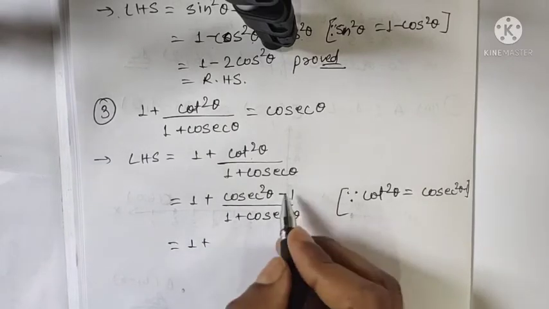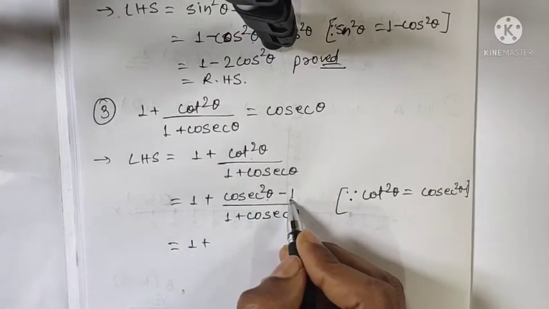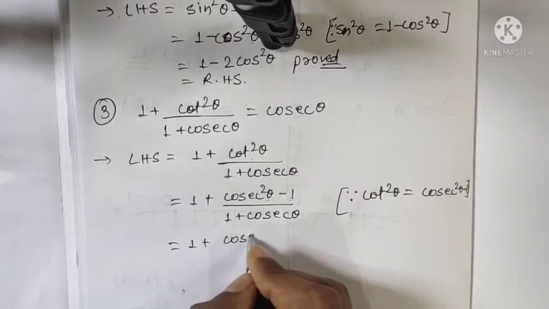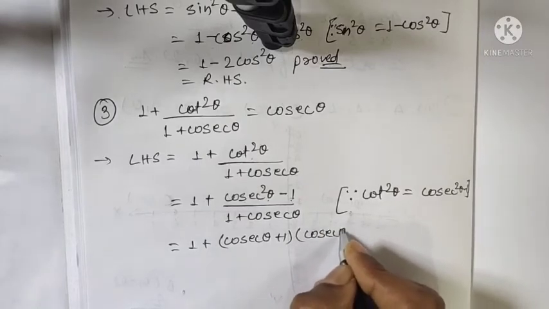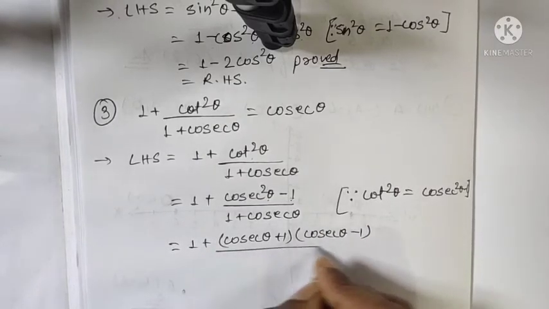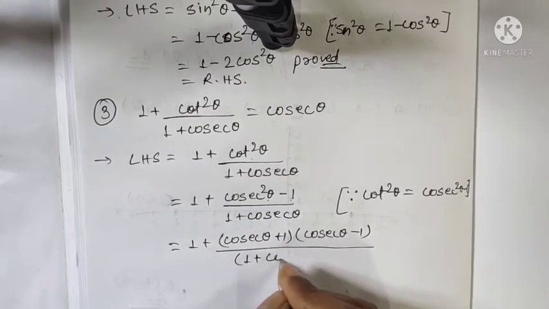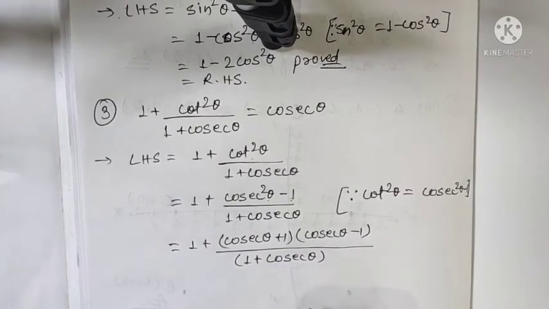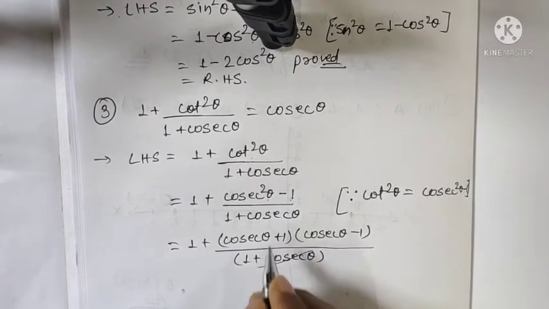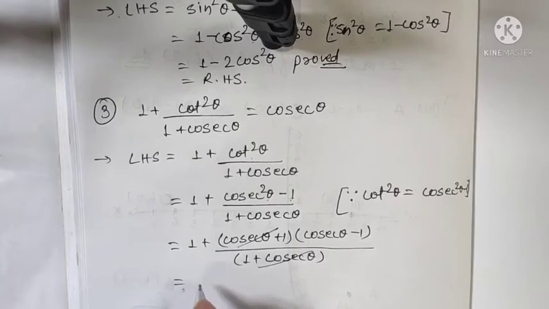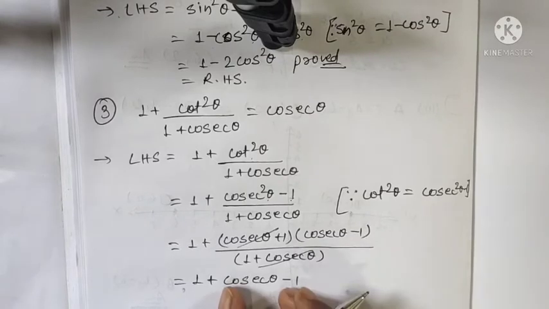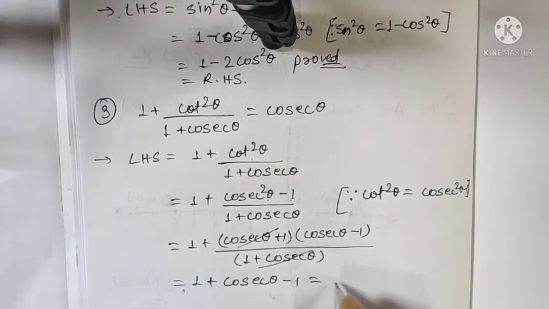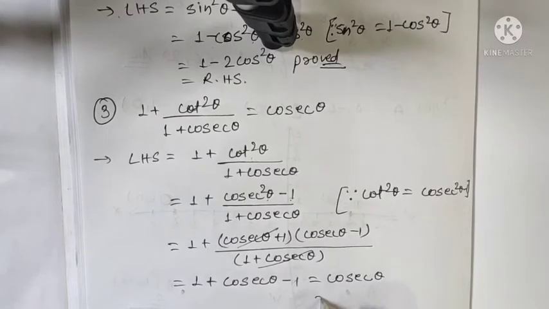Equal to 1 plus, now it is in the form of a square minus b square because 1 is the square of 1. Hence it will be cosec theta plus 1 into cosec theta minus 1 divided by 1 plus cosec theta. Simple. Now 1 plus cosec theta and 1 plus cosec theta cancel each other, then it will be 1 plus cosec theta minus 1. Okay. 1 cancels, equal to cosec theta, equal to RHS, hence proved.